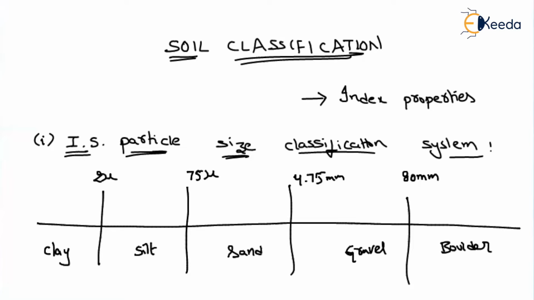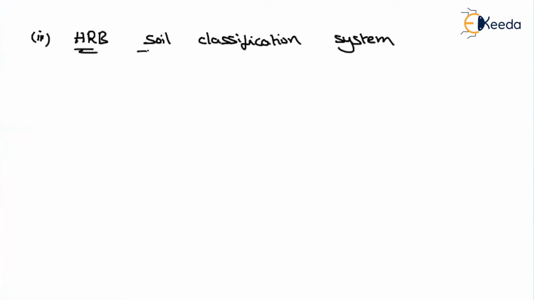Next one is the HRB soil classification system. HRB is nothing but the Highway Research Board. From ancient times, as the roads were developed, they classified the soil according to their own research, that means according to the roads, the Highway Research Board.